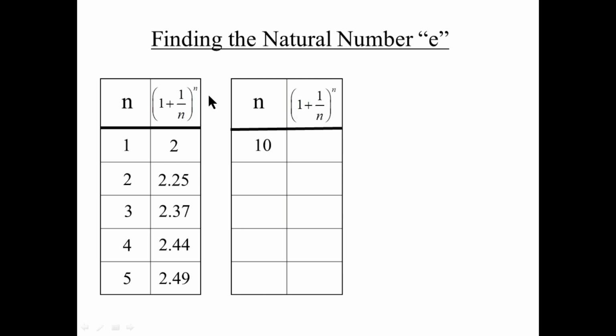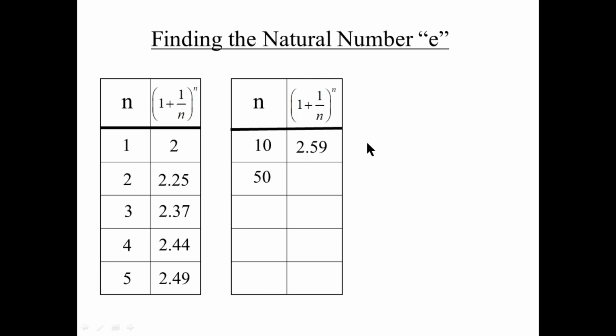And let's start taking bigger leaps. Suppose n was 10. This would be 1 plus a tenth. That's 1.1 to the exponent 10, which is 2.59. Now let's look at what these y values are doing. It started at 2, and it's increasing. As n increases, it's increasing, but more slowly.